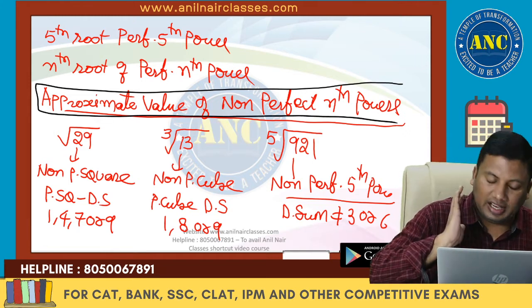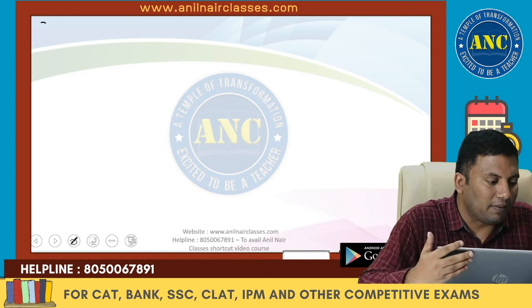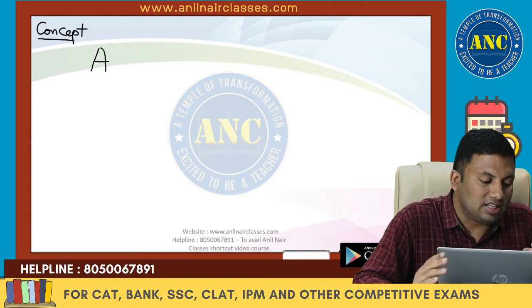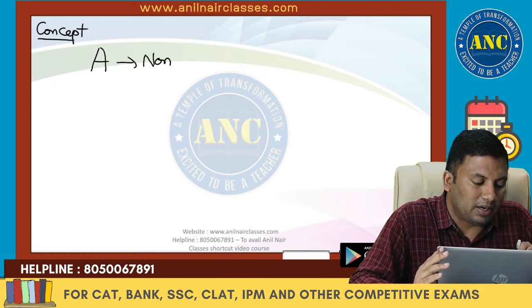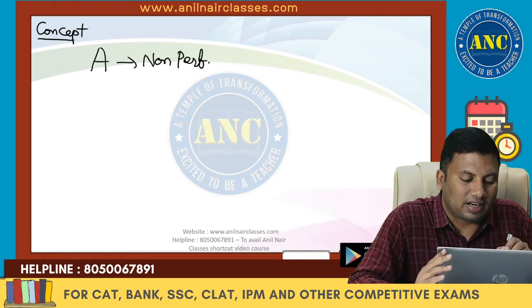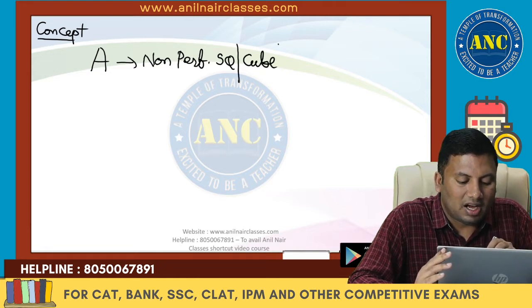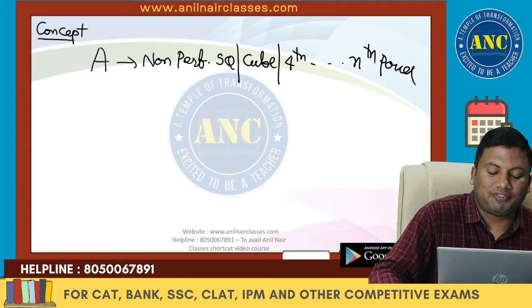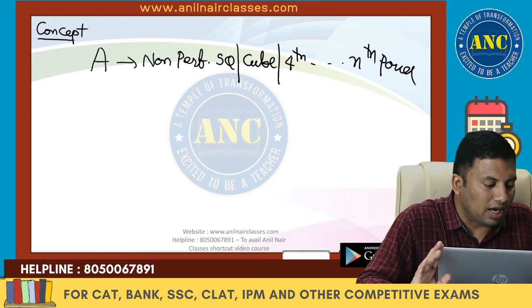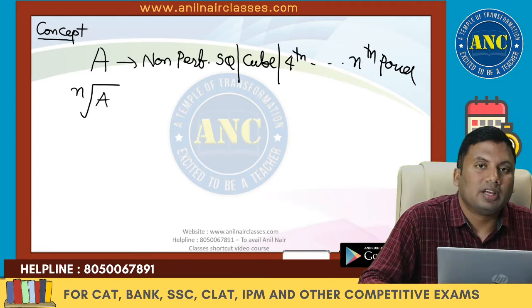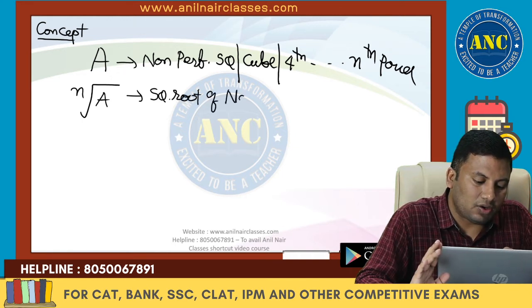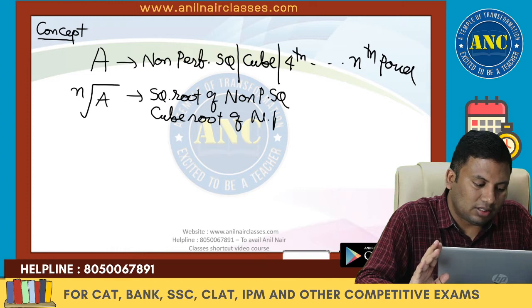Using the estimation technique, first we will discuss a concept, then we will apply. Let there be a value capital A. What is this capital A? It is nothing but a non-perfect square or cube or fourth power or nth power. A could be a non-perfect square, non-perfect cube and everything. Now I am applying the nth root of A. N could be a square root of a non-perfect square, or a cube root of a non-perfect cube and so on.